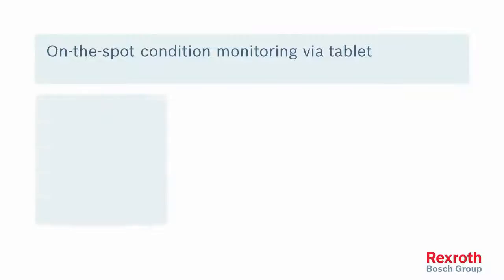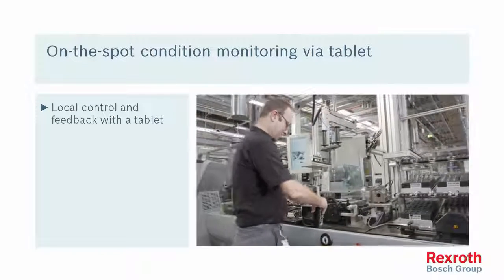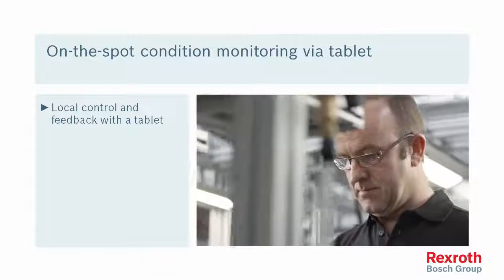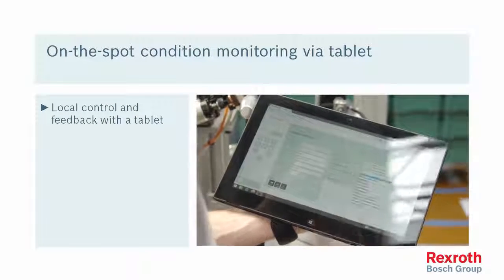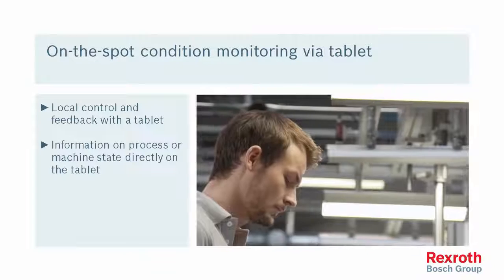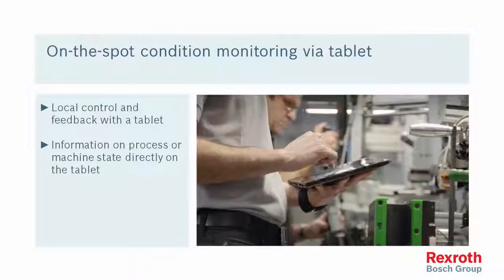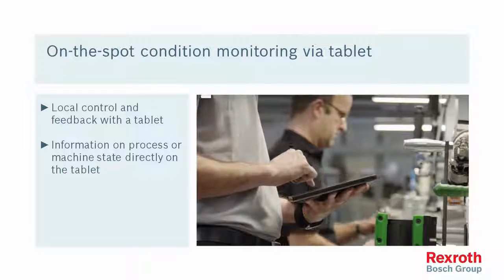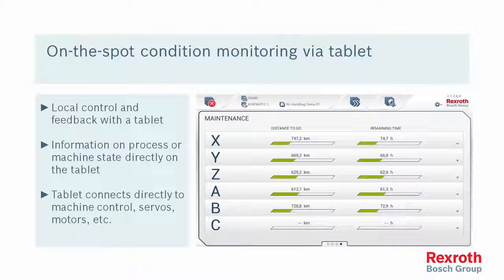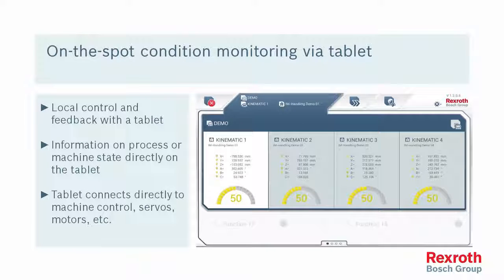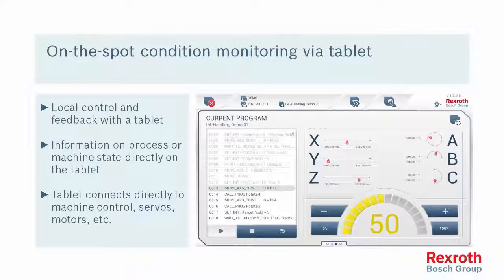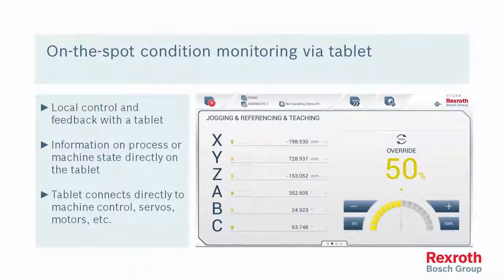If we start talking about what Open Core engineering can do with tablets, in that case, we're talking about more local control and feedback from a machine. So in this case, a maintenance person would walk up to a machine and receive information about the process or the state of the machine directly onto his tablet. The Open Core interface allows us to connect the tablet directly to the machine controller and the servo drives and motors that are on the machine and pull data directly from those devices. Vibration levels, temperature levels, things that'll help me diagnose the machine right there on site.